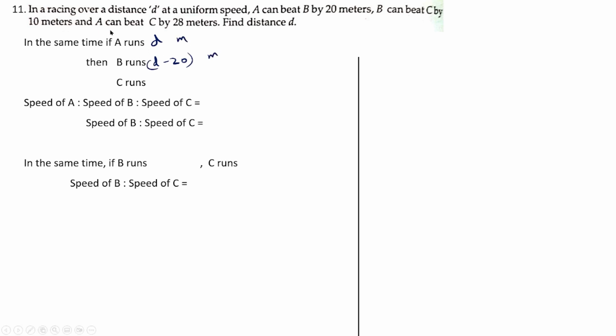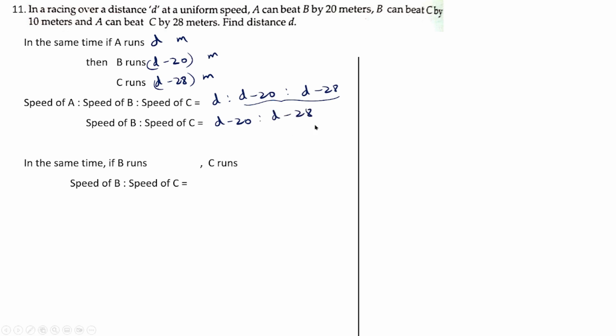And here we have A can beat C by 28 meters. So C runs d minus 28 meters. So speed of A is to B is to C is d is to d minus 20 is to d minus 28. Let us consider speed of B and C alone. So speed of B is to C is d minus 20 is to d minus 28.